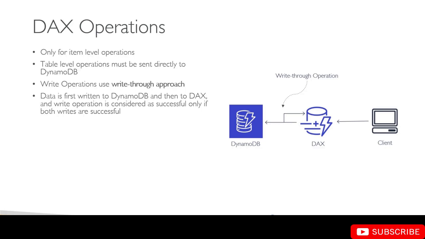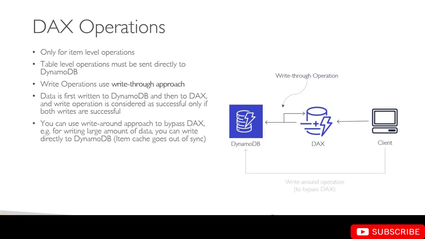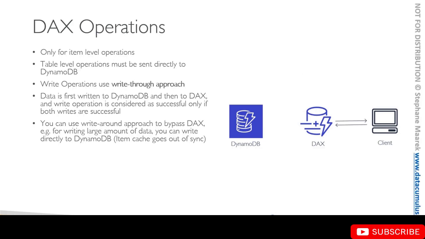There is another approach called the write around approach, where you can bypass DAX and directly write to your DynamoDB table. This approach is sometimes useful when you want to write a large amount of data in a short amount of time and you really don't care if it's not updated in the DAX cache. In this case, of course, the item cache of the DAX cluster is going to go out of sync. Now let's understand how DAX functions when you make your read operations.